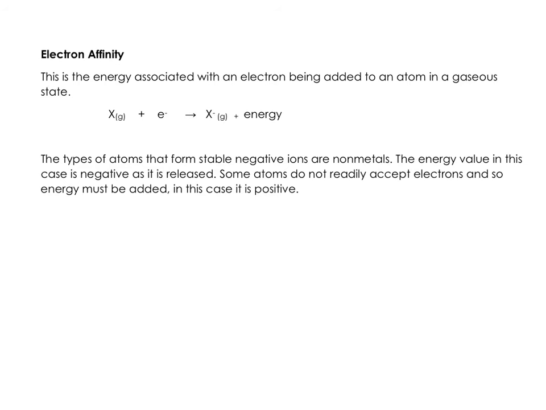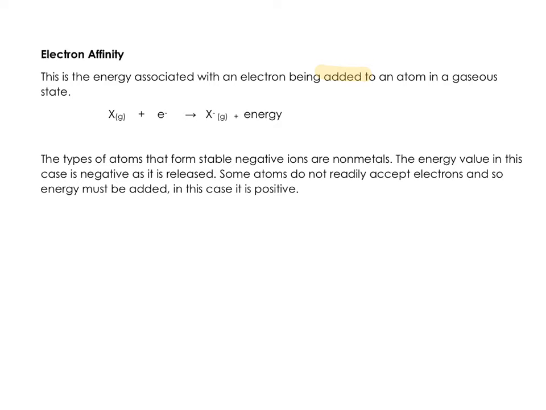So we've looked at size, atomic radius. We've also looked at the energy required to remove an electron. Now we're going to deal with electron affinity, which is the energy associated with an electron being added to an atom. So I've put here the electron is being added on the left, and I've put the energy being on the right, but it depends on which type of atom, whether energy is required or energy is released.